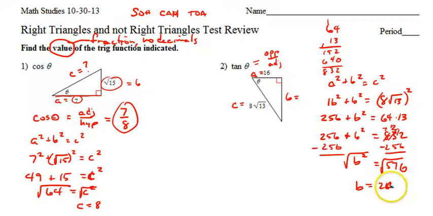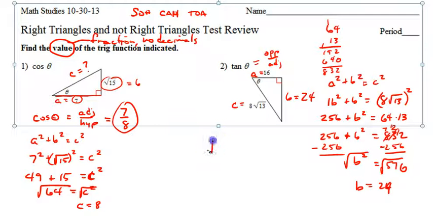Okay, this is 24. So this side is 24. Tangent of theta equals opposite, 24, over the adjacent, 16. Reduced all the way, divide that by 3, divide that by 8. So I'm going to have 3 halves. 3 halves. There we go.